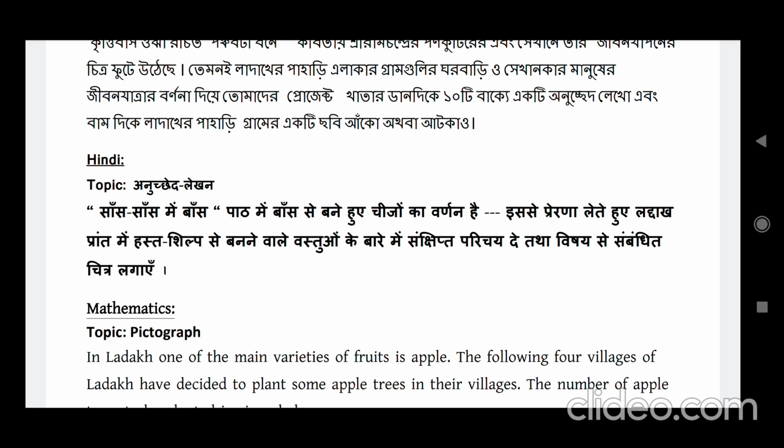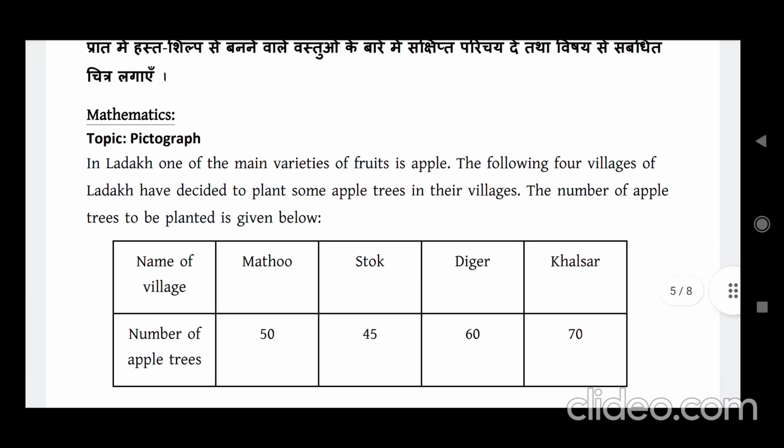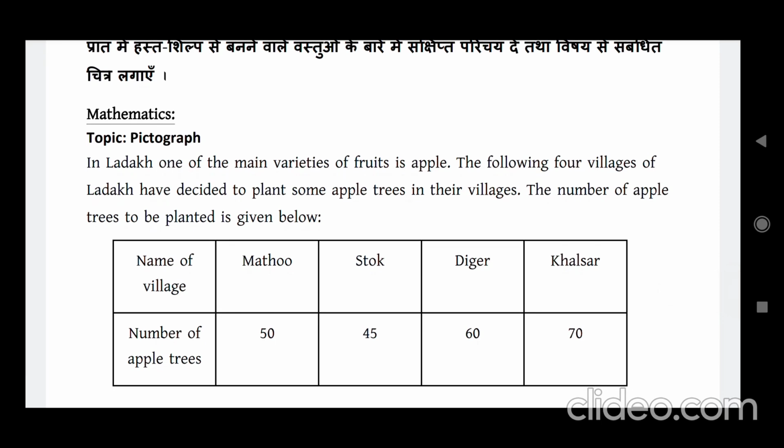So this is your Hindi topic. We are coming to mathematics. You are given a table where 4 villages are mentioned. The names of the 4 villages are Mathu, Stock, Digger and Khalsar.